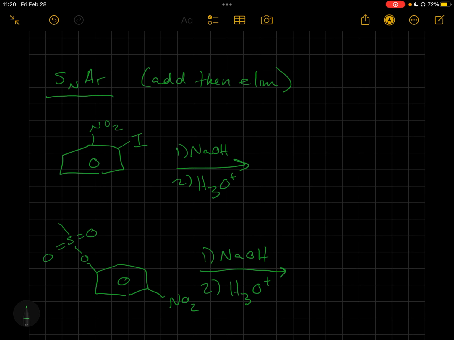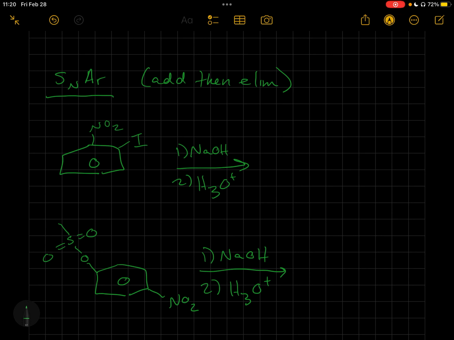Then the third rule is that the leaving group has to be ortho or para. If it's not ortho or para, there's a different mechanism happening that we're going to talk about in a minute, okay? I'm not going to sit here and talk you through the entire mechanism. We can highlight that in class on Monday, but what we can start to do is predict reactions.